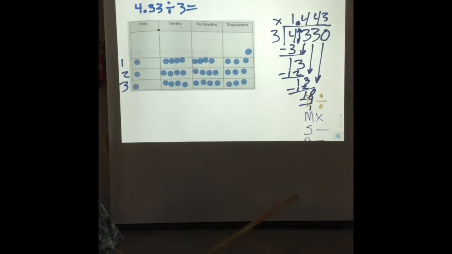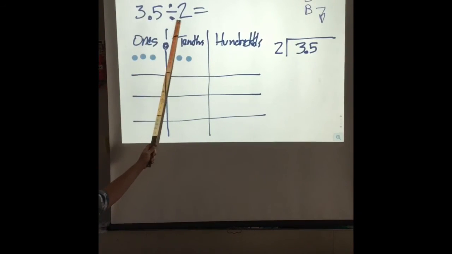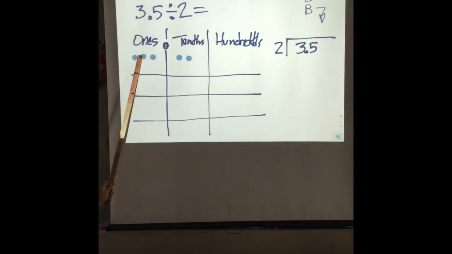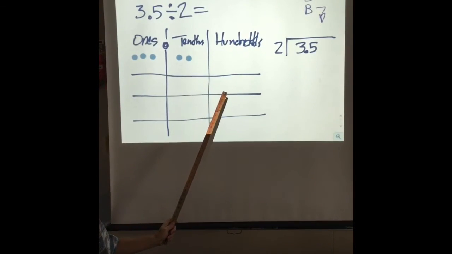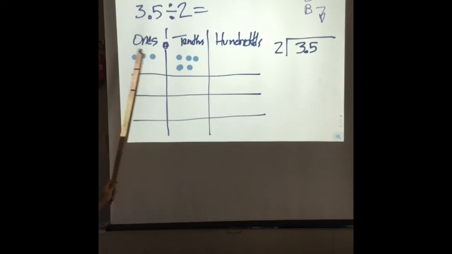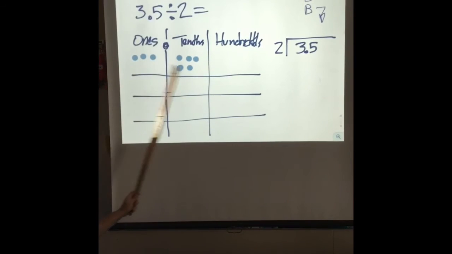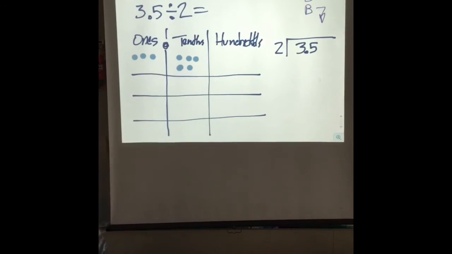How about if we do another one? All right, I made up another problem, 3.5 divided by 2. Okay, I have my 3, and how many tenths do I have to have here? I need to have 5, right? Okay. So let's distribute them. How many groups do we have? We have 2 groups. So we need to put our 1 here and our second group there, right? All right, let's distribute them out.